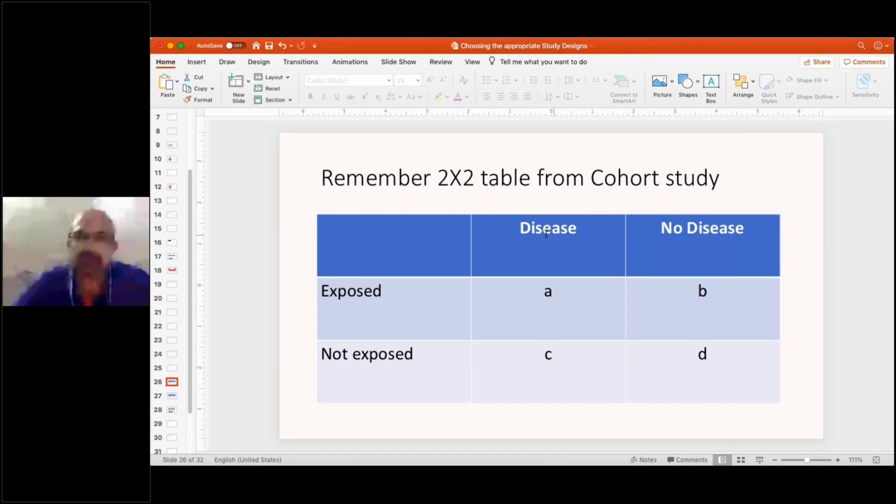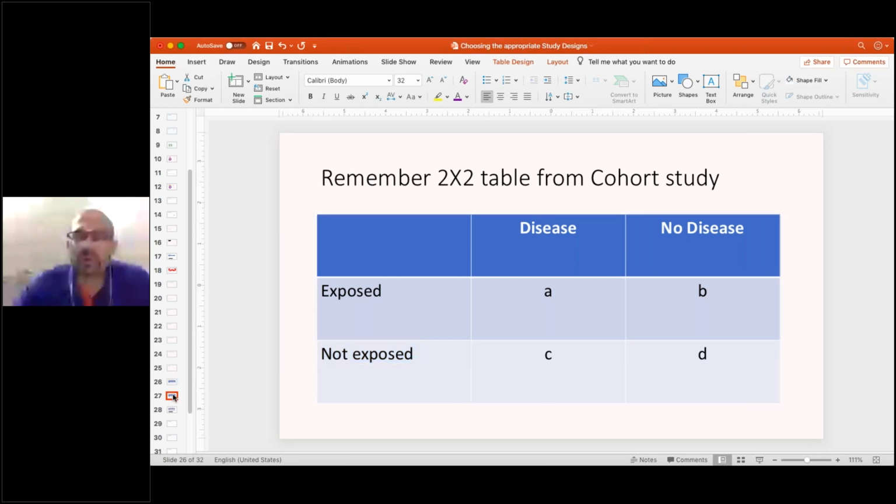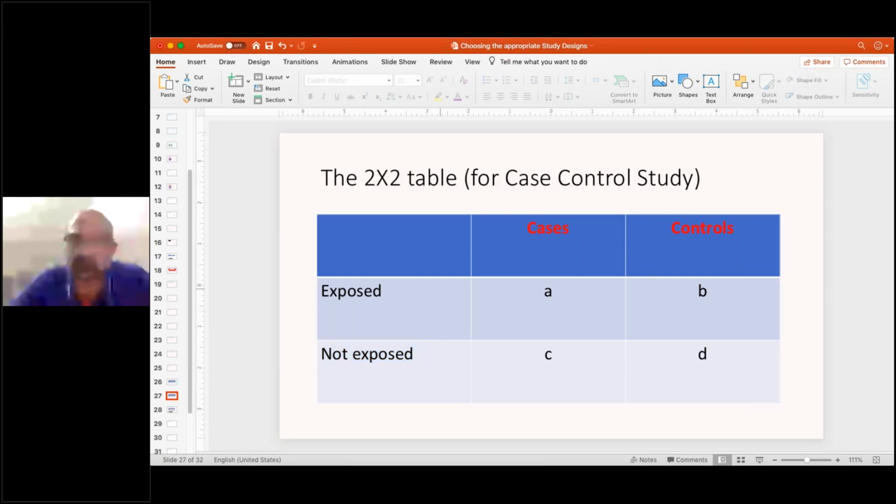In one column, you would have disease. In the other column, you would have non-diseased people. In one row, you would have exposed individuals. And in the other row, you would have non-exposed individuals. For a case control study, this same table would look a little different. Exposed और non-exposed की परिभाषा तो वैसी ही रहेगी, but cases और controls की परिभाषा बदल जाएगी.